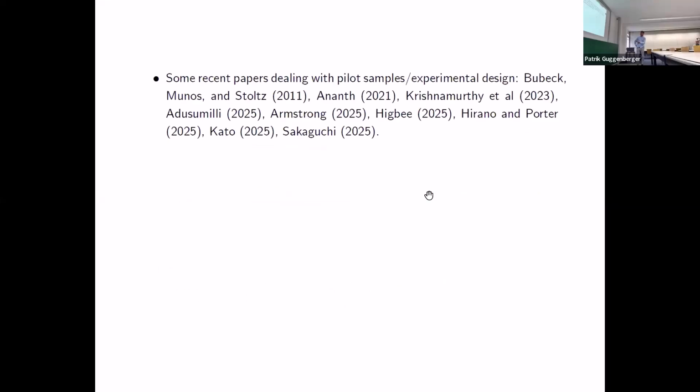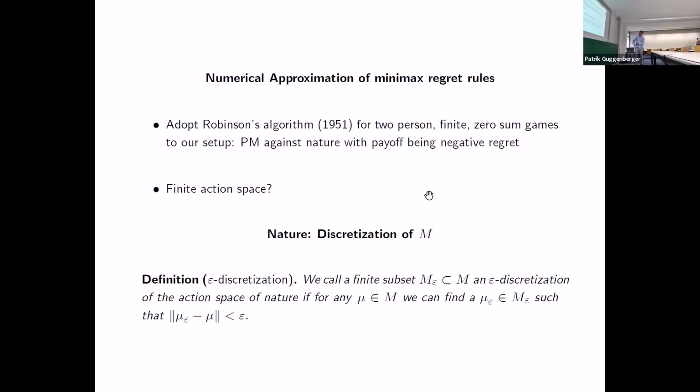Okay, and then there's also a recent literature in the context of pilot samples. I'm doing this very quickly because I don't have much time. All right, so let's talk about the first paper. I gave the general context, the object of interest, right? Approximating these minimax regret rules numerically, because they are not given to us in analytical form.